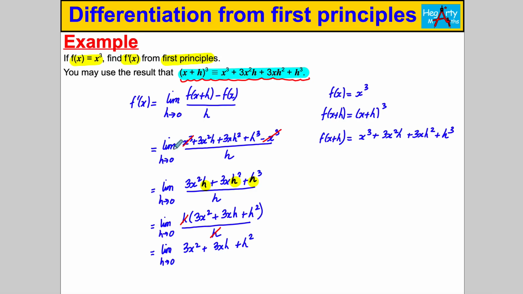Now, at this point, we've simplified as much as we can. What happens when h becomes 0? Well, this disappears because it's going to be 0 times 3x. This disappears because it's going to be 0 squared, or 0 times 0, which is 0. And we're just left with 3x squared, which persists. So the answer here is 3x squared. f prime x, the gradient function, or the derivative, is 3x squared when the original function f of x was equal to x cubed.